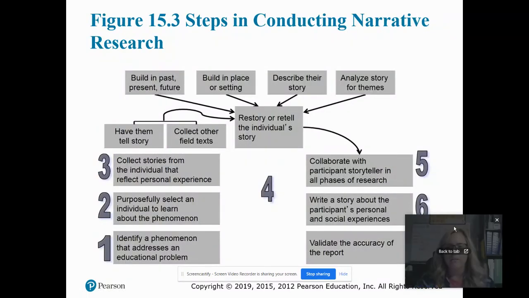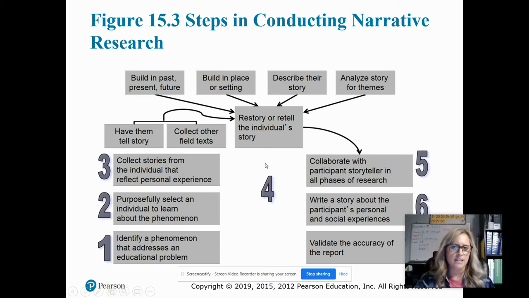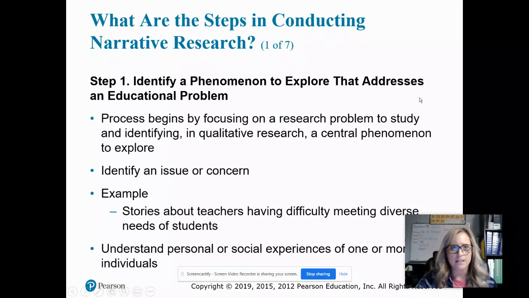Okay, so now we have the different steps when conducting your narrative research. And so this is just a good overview of all the different steps. And it starts here, 1, 2, 3, and then 4 is this middle one, and then 5, 6, 7. And so we're going to go over each of those, so I won't spend too much time on this slide.